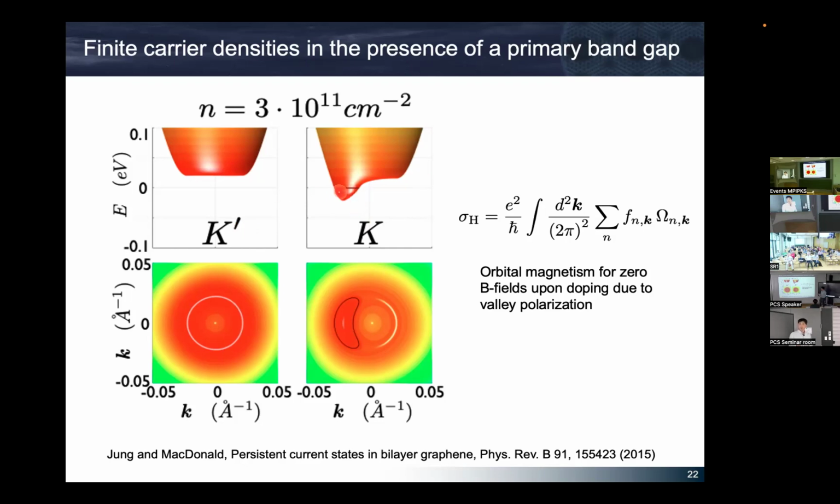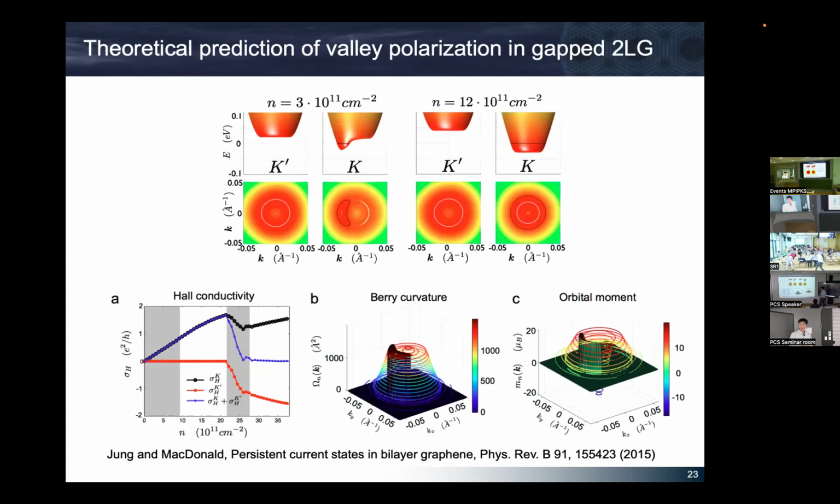Here we show that this is a K prime and K value where we carrier dope the system. We get a Fermi surface with a broken rotation. So this is a system where we progressively increase the carrier density.